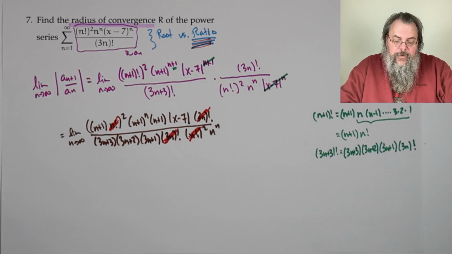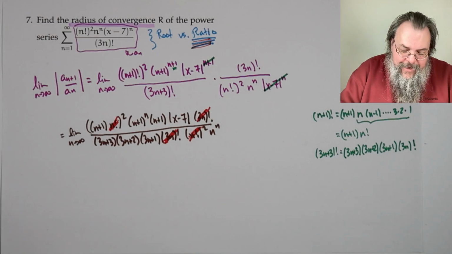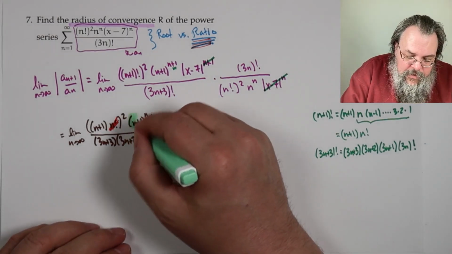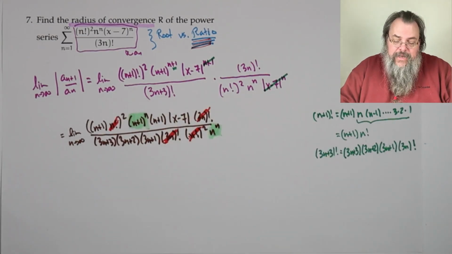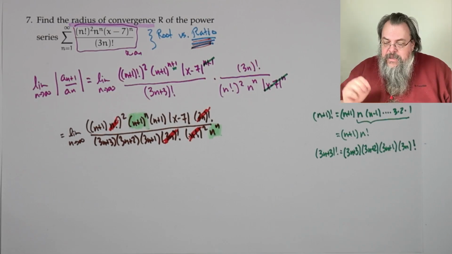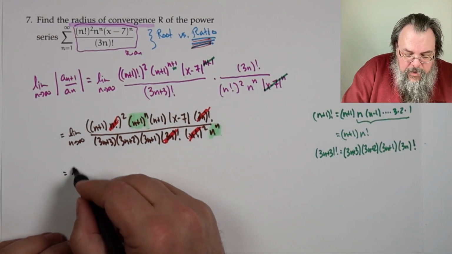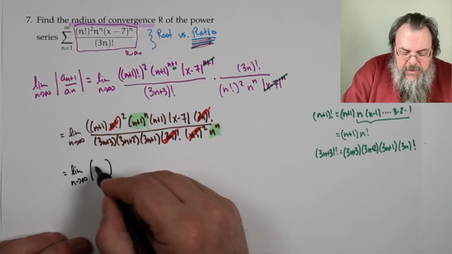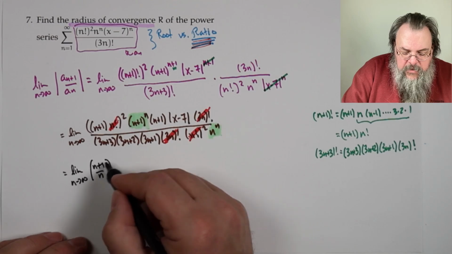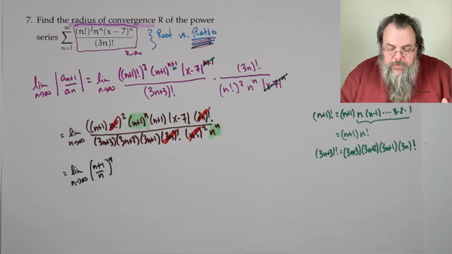Now, what's left? Well, there's two, or maybe three, depending upon how you count. Let's worry about these pieces. They look kind of similar. (n plus 1) to the power n, n to the power n. Let's put those together. And if we put those together, what we'll have is (n plus 1 over n) to the power n. Okay, so those are those two pieces.